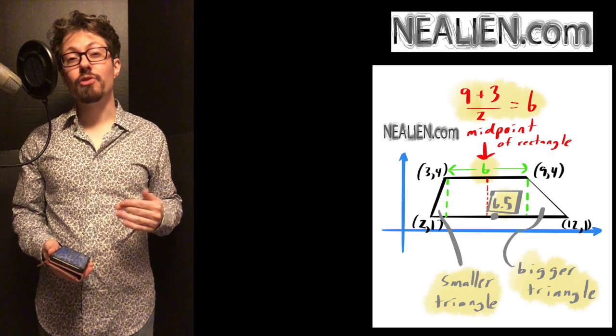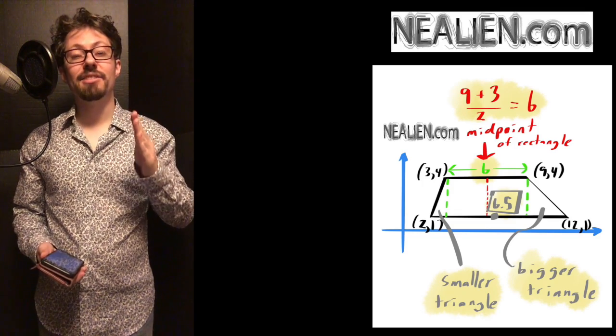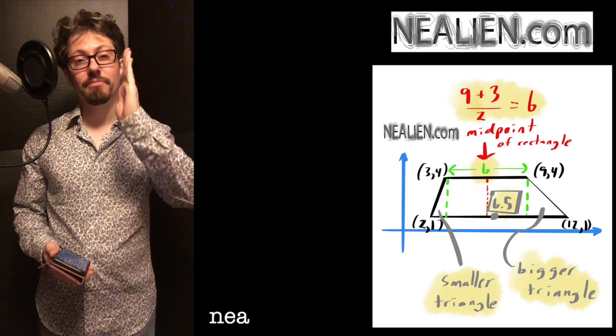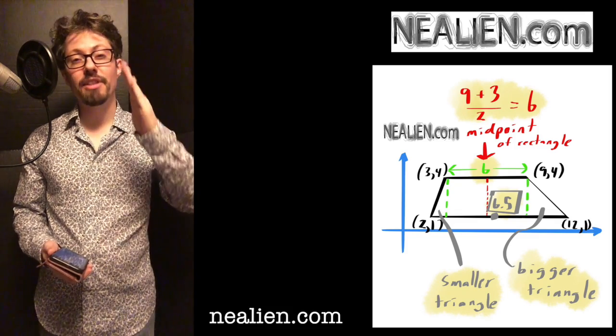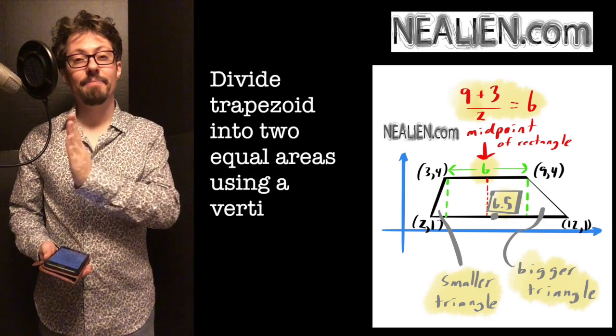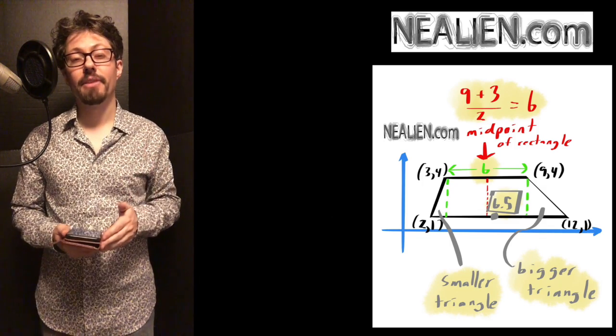It has a trapezoid, which means the top and the bottom are both parallel, and the other two sides are not parallel. One of them could be at a slant, and the other one could be vertical, but in this case, both of them are at a slant. And what you're trying to do in the problem is find the line that would bisect the trapezoid into two parts with equal area.